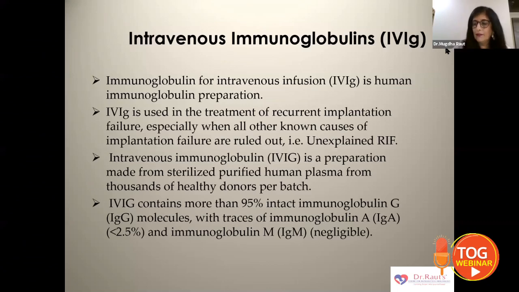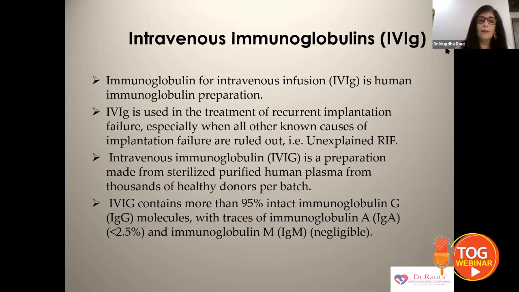After LIT, we will go on to immunoglobulins. Immunoglobulins are of two types, intravenous and intramuscular. Intravenous immunoglobulin is a human immunoglobulin preparation for intravenous infusion. IVIG is used in the treatment of recurrent implantation failure, especially when all other known causes of implantation failure are ruled out, that is, unexplained implantation failure.